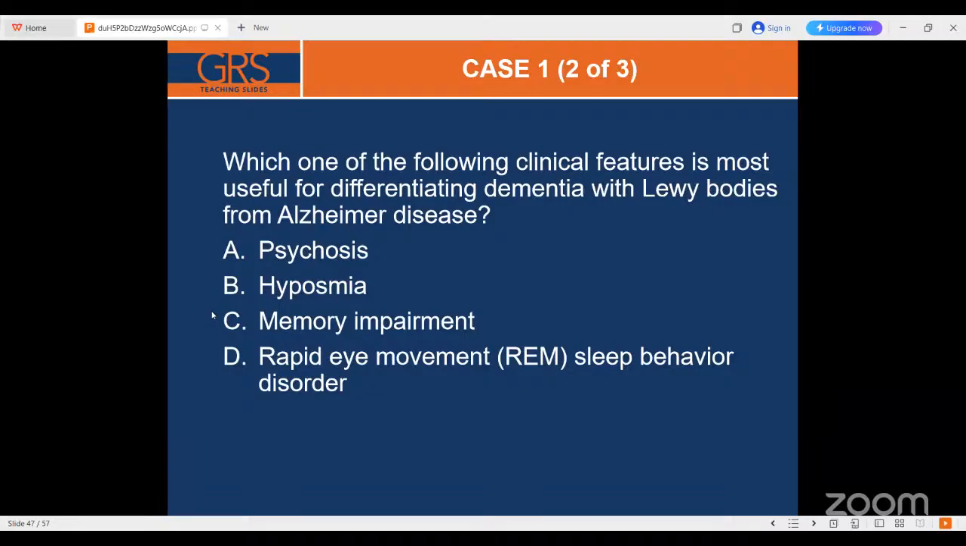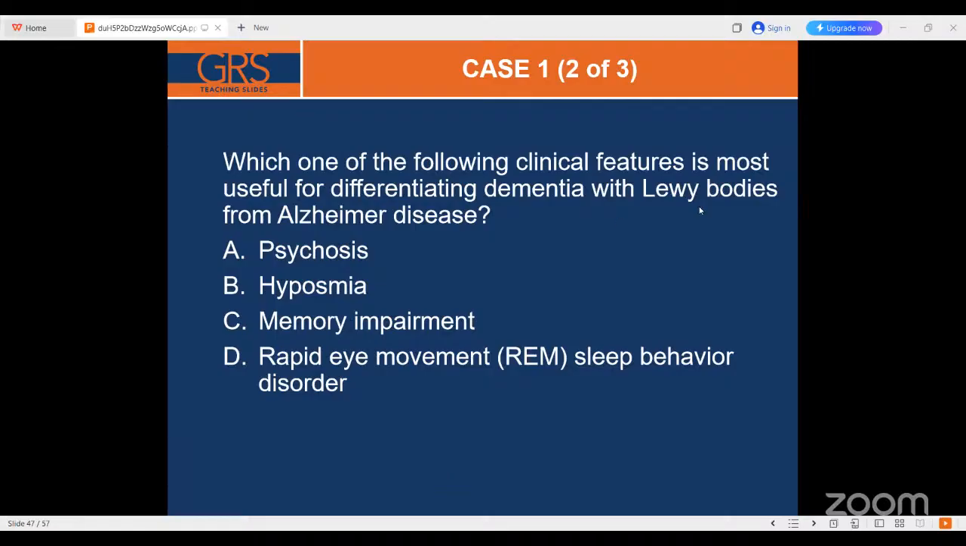Psychosis, hyposmia, memory impairment, or rapid eye movement sleep behavioral disorder. So do we have any answers? Okay, we have D and A in the chat.